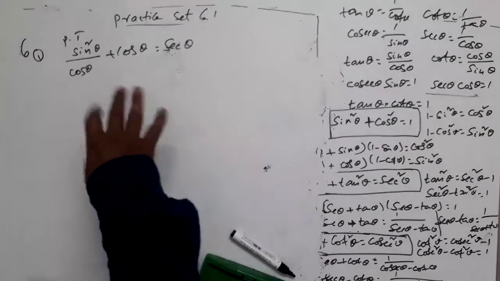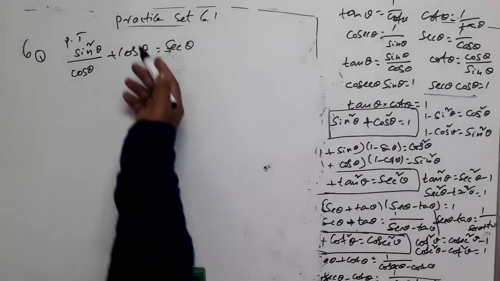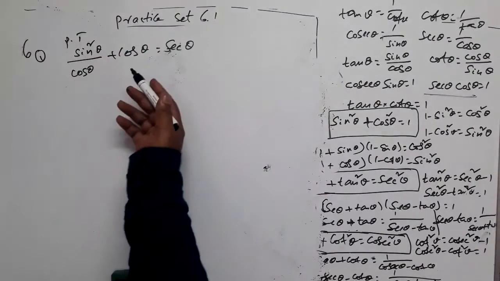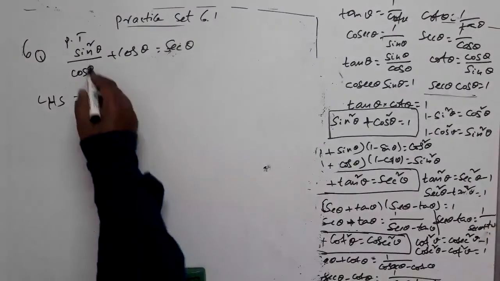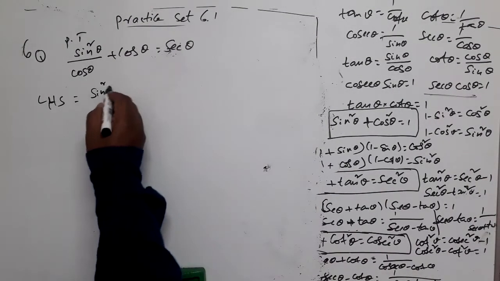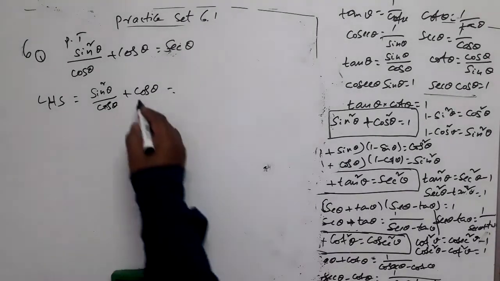So you have proved that LHS is equal to RHS. Any of those three methods you can use, right? In this particular case, you tell me which method shall we proceed with? Yes, first method, because the left hand side part is a complex thing, and the right hand side part is a simple thing, simply secant theta. So it will be easier for us to start at LHS, simplify and bring RHS. So let us start at LHS. The left hand side part is this one, right? Sine square theta by cos theta plus cos theta. What shall we do?